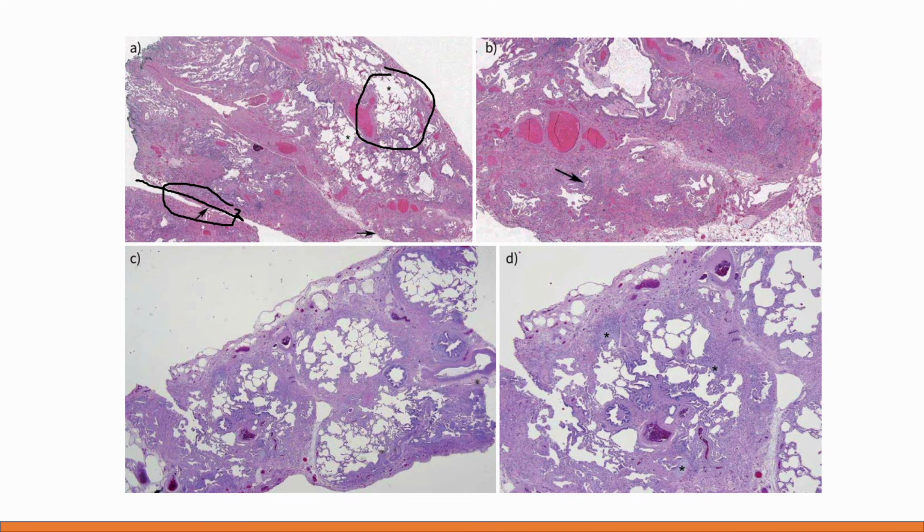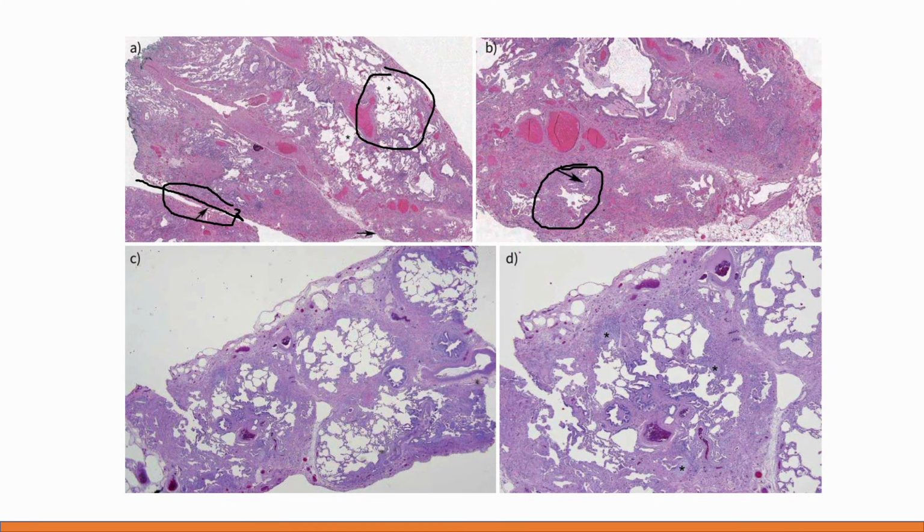Now, here, when you go to the higher magnification photograph, you also start seeing subpleural scarring, and we also start seeing fibroblastic foci. So, these are the fibroblastic foci. We also see subpleural scarring, and we also see honeycomb changes.